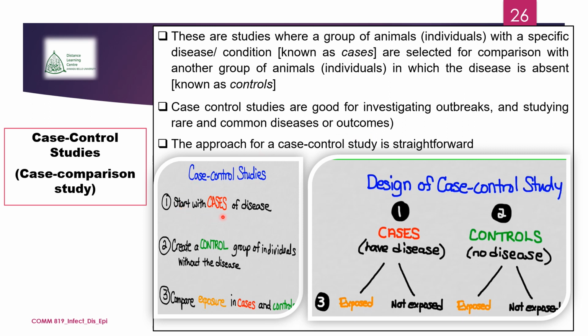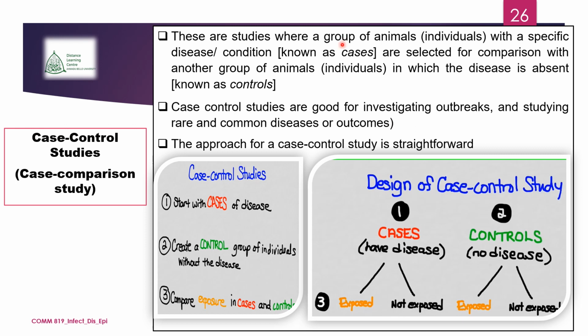You start with cases of disease. Okay, you start with cases of disease as a first group. So cases are those that have disease, that disease of interest. Then you now create a control group. The control group will be people from the same study location without the disease.